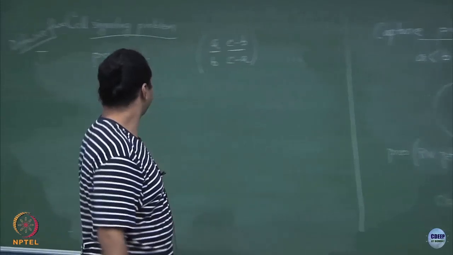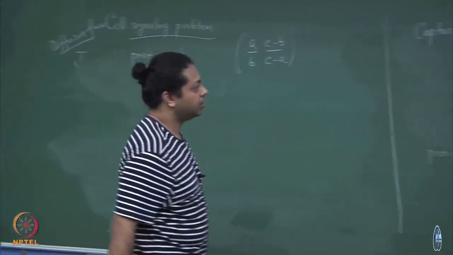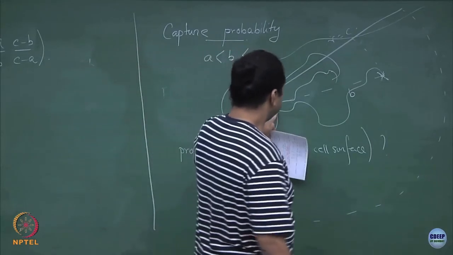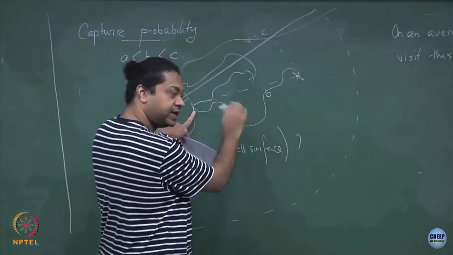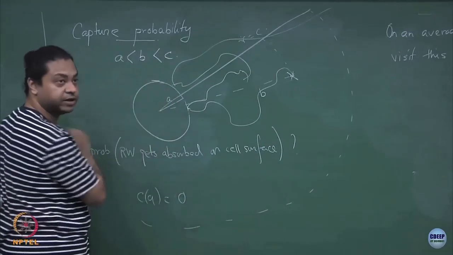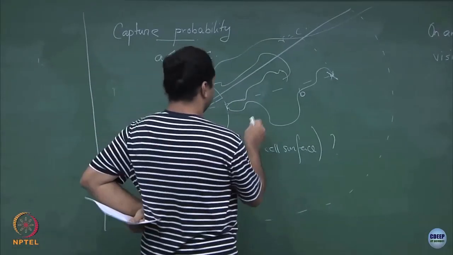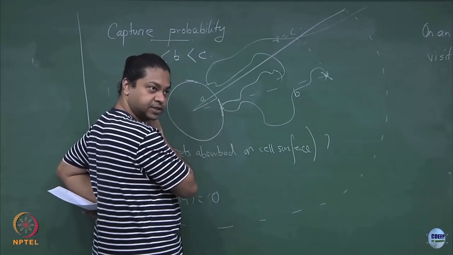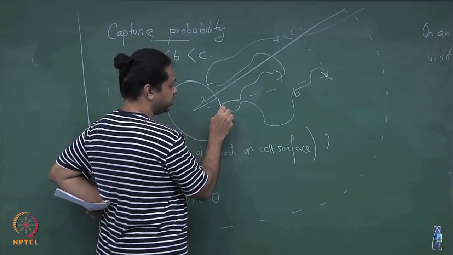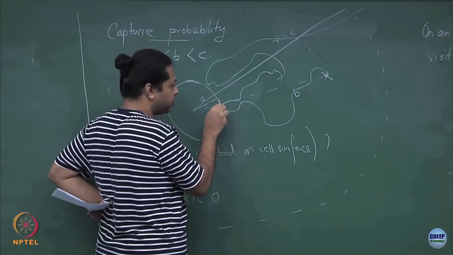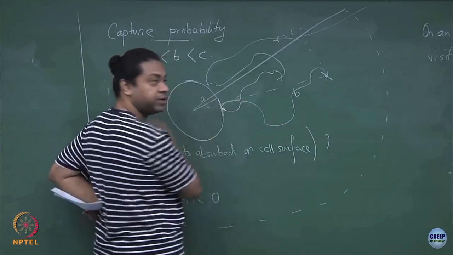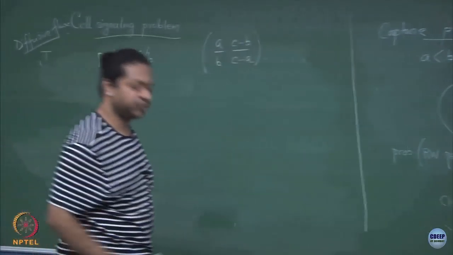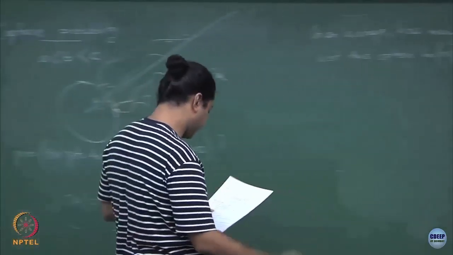What we will do is use this absorbing result, but a little carefully. This particle that is doing the random walk does not really know whether there is an absorber sitting here or not. It only realizes that the surface is absorbing once it hits this surface. If it was reflecting, it does not know until it hits, and then it goes back. So, this probability, A by B into C minus B by C minus A, I can recast.